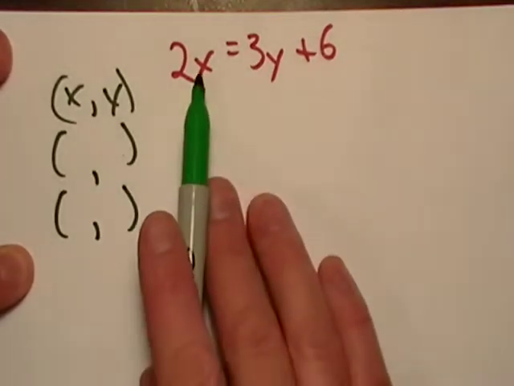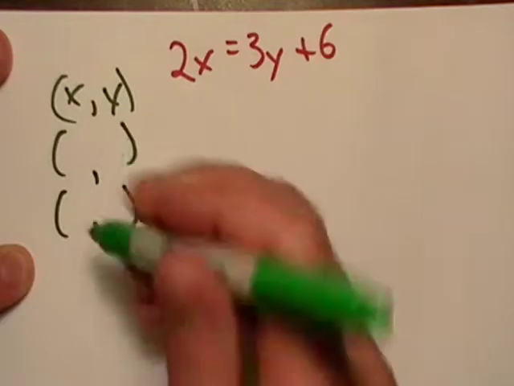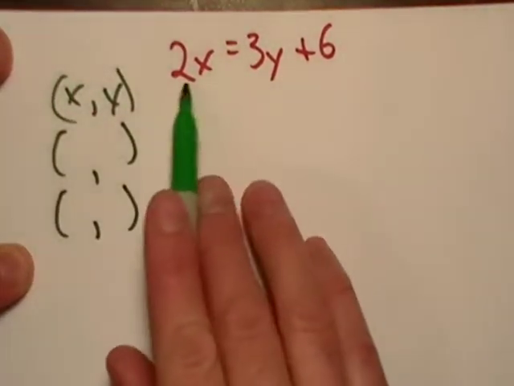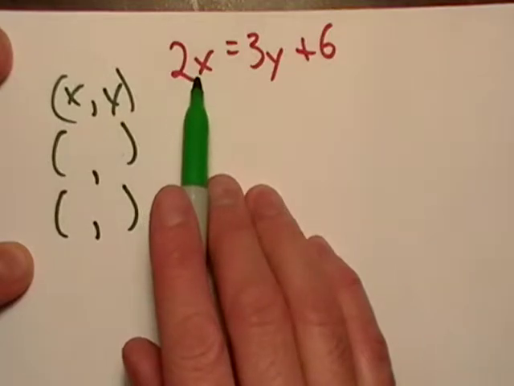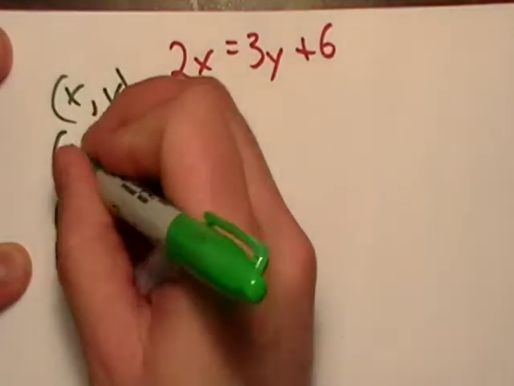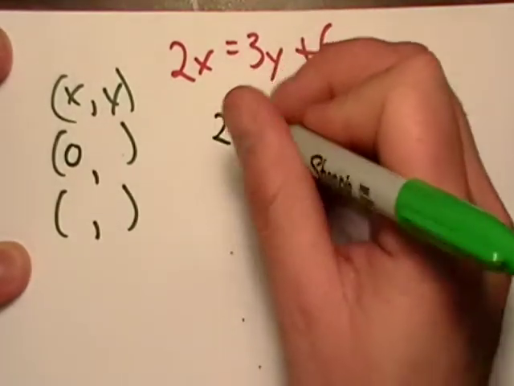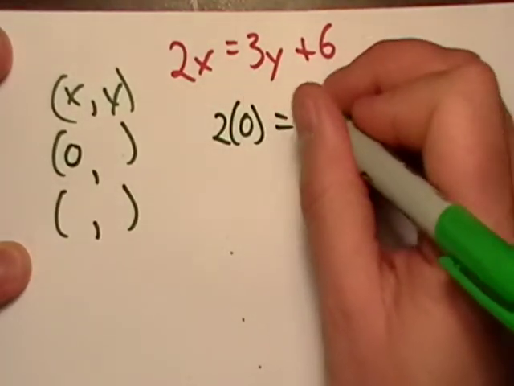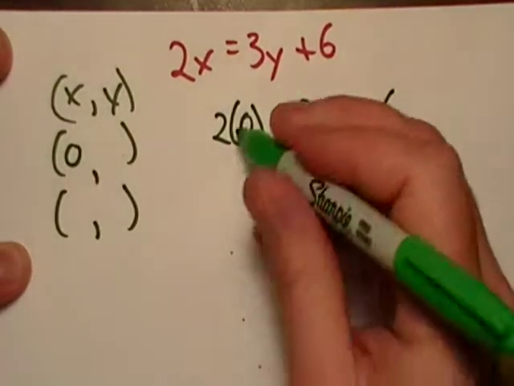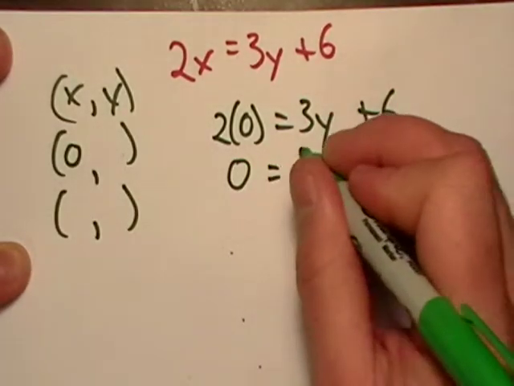So let's go in this case. What do I want to do? I'm going to plug 0 in for x. This one looks a little different because the variable is on the other side of the equal sign, but it pans out in the end. So I'm going to put 0 in for x. That's going to be 2 times 0 equals 3y plus 6. 2 times 0 is 0.